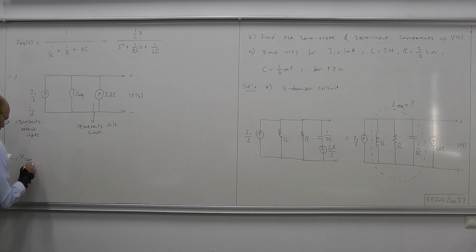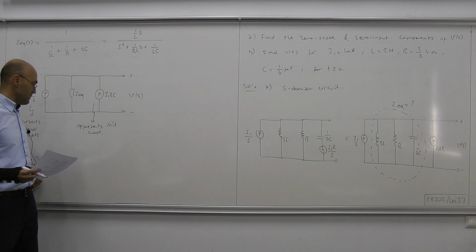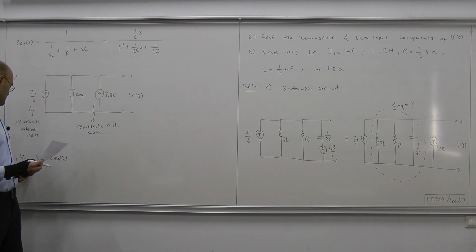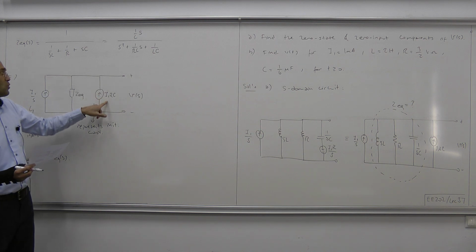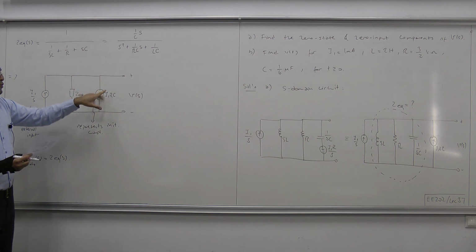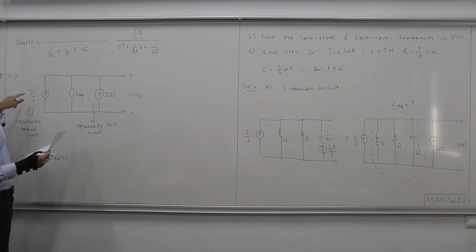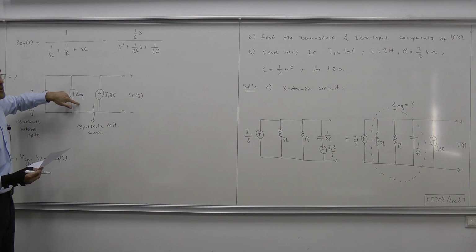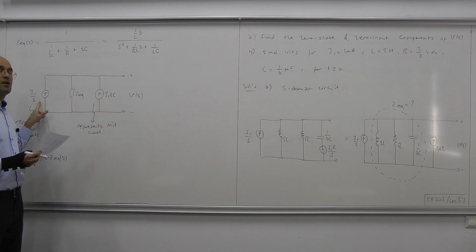V zero state response equals Z equivalent of S times, what you do is, this is zero state, therefore you kill the initial conditions, so that would mean you're killing this source. Only this source is active. This is open circuit because killing a current source means replacing it with an open circuit. And this is the only active source, and all the current clearly flows over Z equivalent, and that produces the voltage which equals Z equivalent times this current.